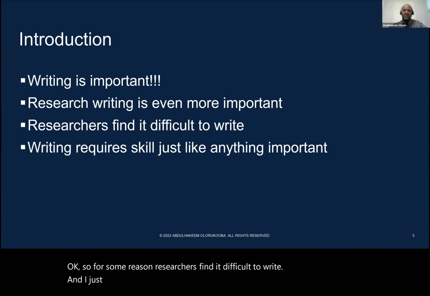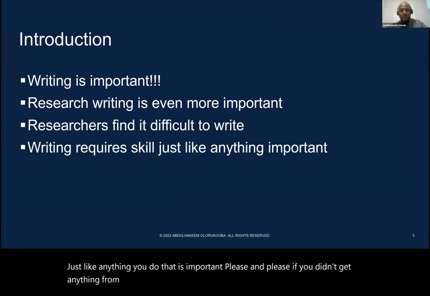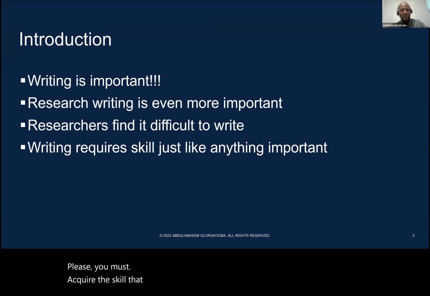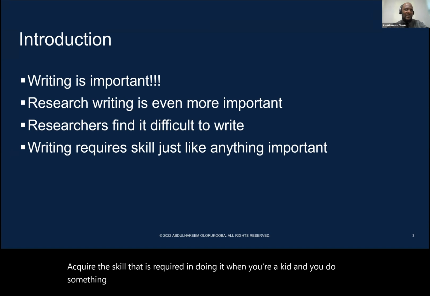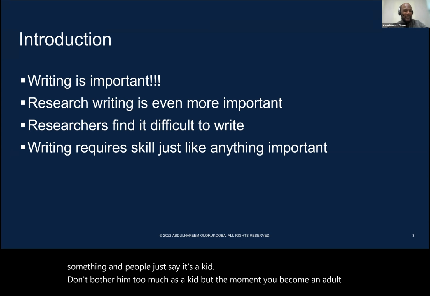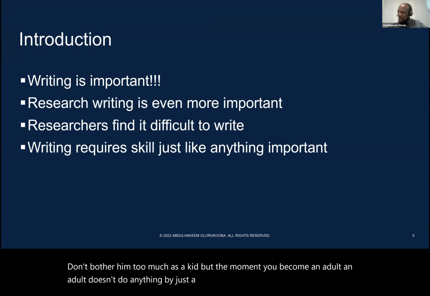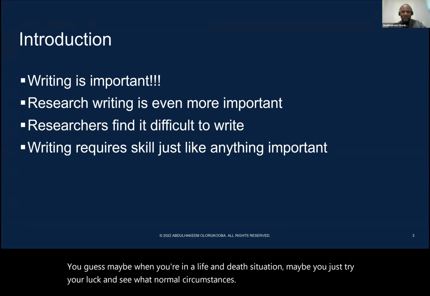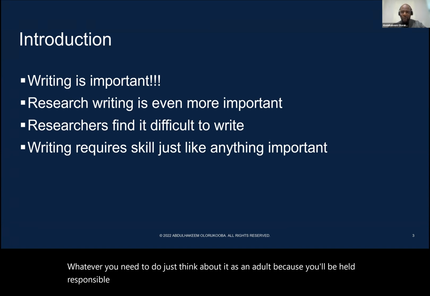And I just want to say here that just like anything you do that is important, if you didn't get anything from this 1 hour that we're going to spend here, please, you must acquire the skill that is required in doing it. When you're a kid and you do something, people will just say he's a kid, don't bother him. But the moment you become an adult, you don't do anything by just chance or by guessing. Maybe when you're in a life and death situation, you just try your luck and see. But in normal circumstances, whatever you need to do, just think about it as an adult, because you'll be held responsible for your actions, and there are a lot of actions that when you do them, you can't come and say you didn't know.